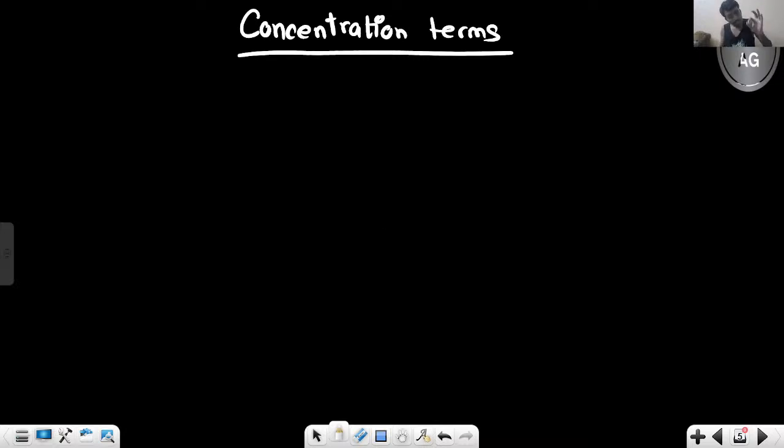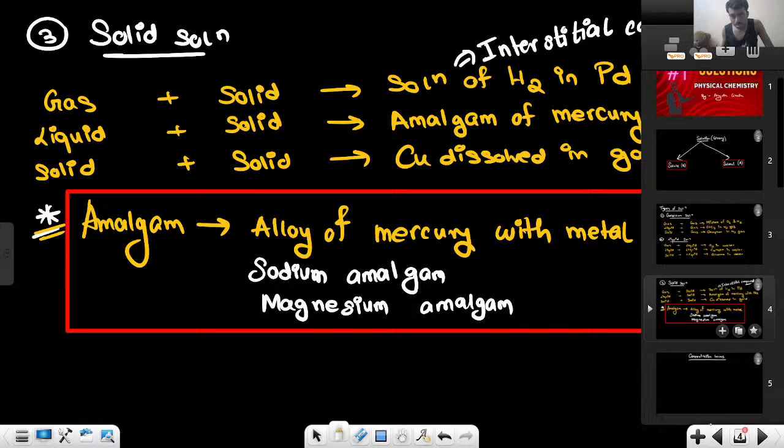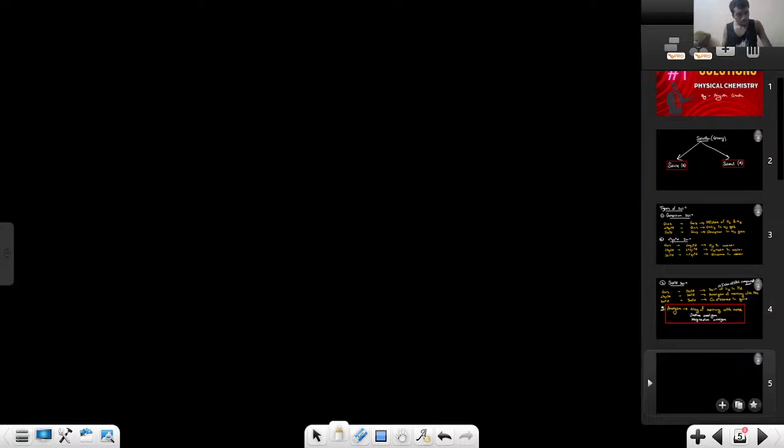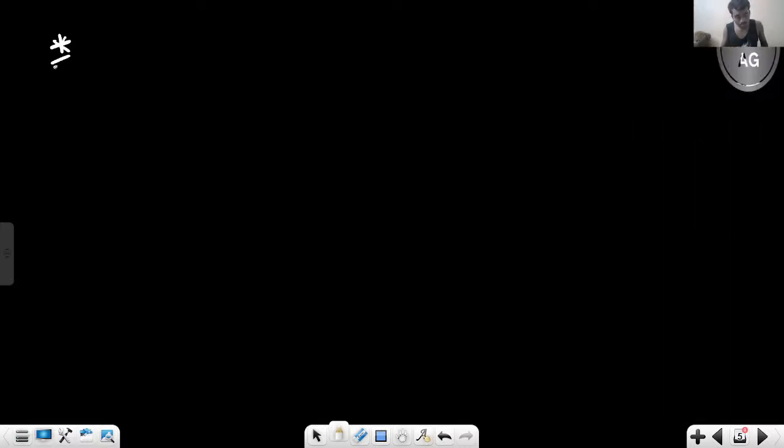Concentration terms is the most important part and I hope you all have read some amount of some basic concepts of chemistry. So we'll start with the concentration terms. Before I begin with the concentration terms, let me ask you, you have all heard about the term mole, right? You have heard of mole, so let me first say something related to mole.